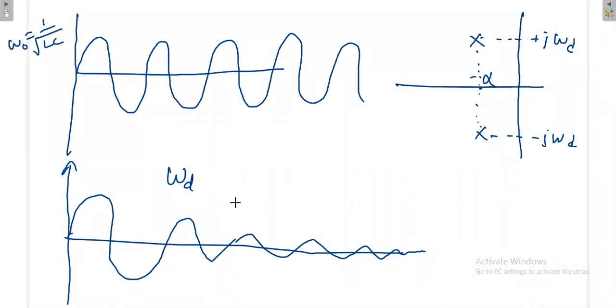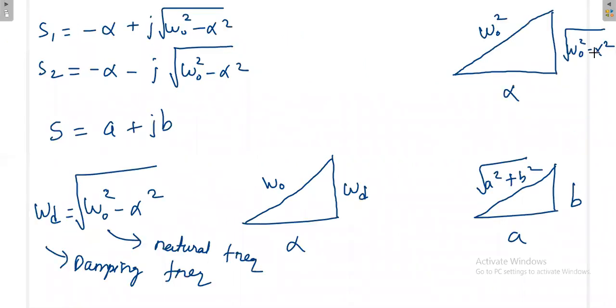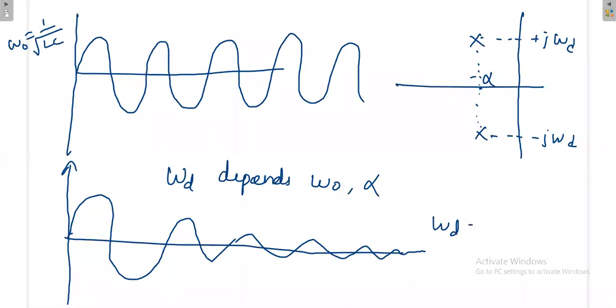Omega d depends on what? Omega d depends on omega naught and also alpha, because omega d is equal to the square root of omega naught square minus alpha square.